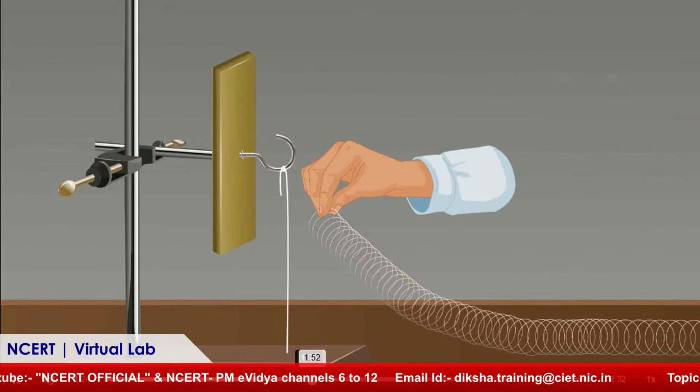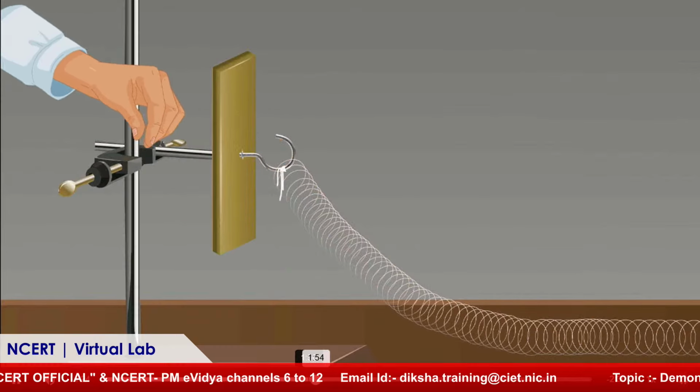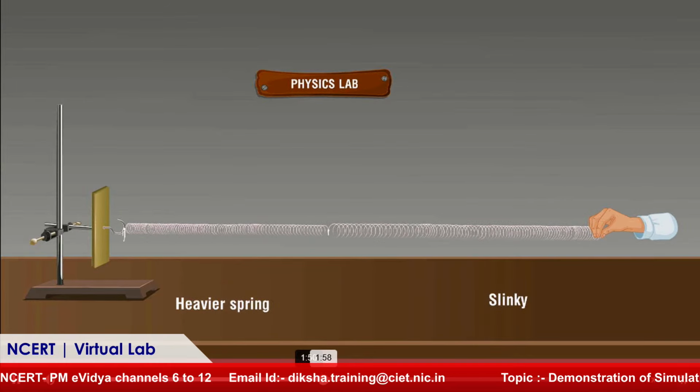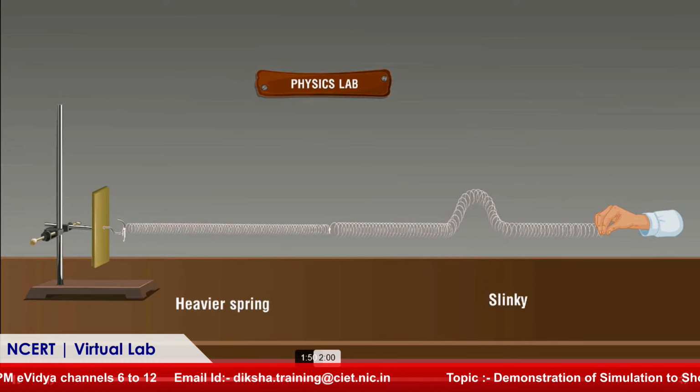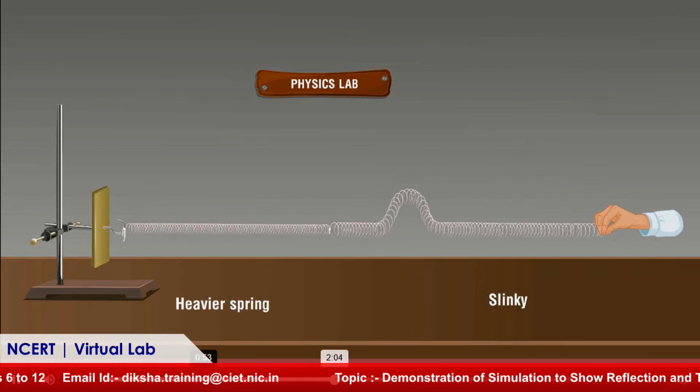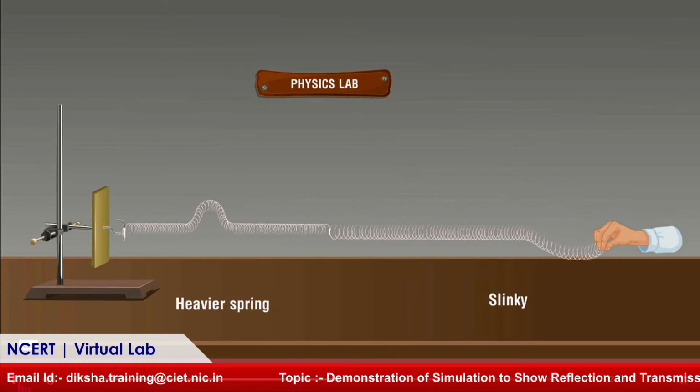Attach heavier spring to steel hook. Hold the free end of the slinky. Stretch heavier spring and slinky. Give a pulse to the free end of the slinky. Observe what happens to the pulse at the boundary of the two media.